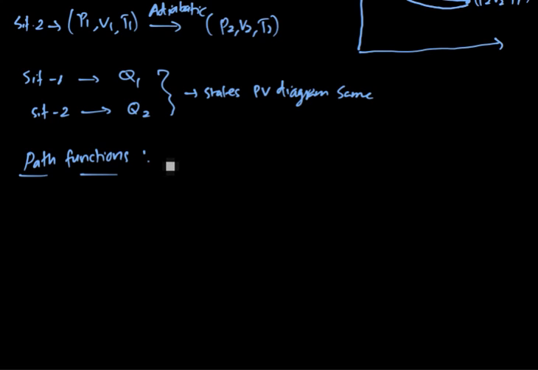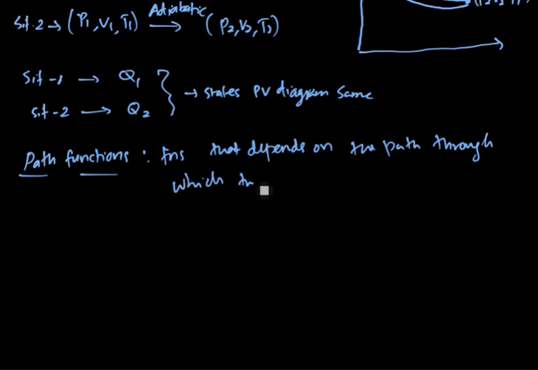So path functions are the thermodynamic properties of a system, or the functions that depend on the path through which the state is obtained. Examples for path functions are work, and the heat absorbed or liberated by the system.